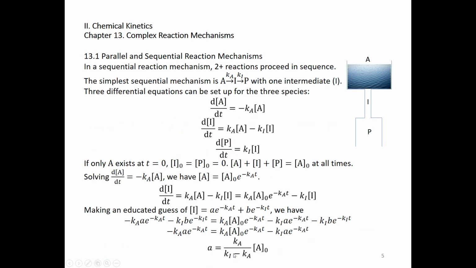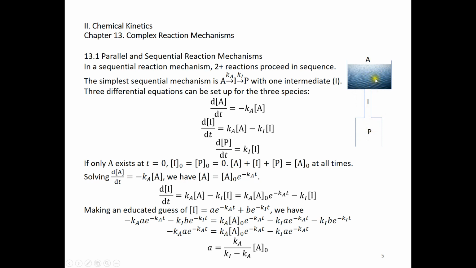We learned the parallel mechanism and worked on one numerical example. Now let's work on this sequential reaction mechanism. In a sequential reaction mechanism, two or more reactions proceed in sequence. So over here, this diagram shows that for the water in A to reach P, it has to pass through this pipe I. This is done in order, from A to I first and then from I to P.